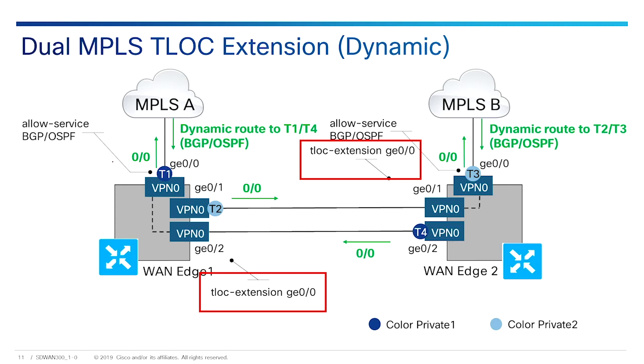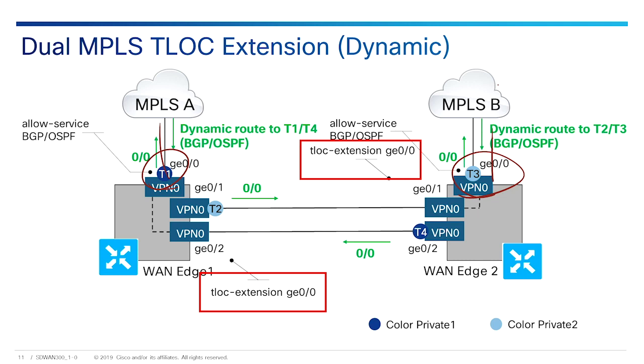All right, now let's do dual MPLSs with dual routing between the two. The only difference here is how we're getting these routes from the MPLS A and B to the other WAN edge service. Dynamic versus static before. So we have BGP and OSPF configured on T1 and T3. Notice these are different colors, so they're only going to form with those local connections.